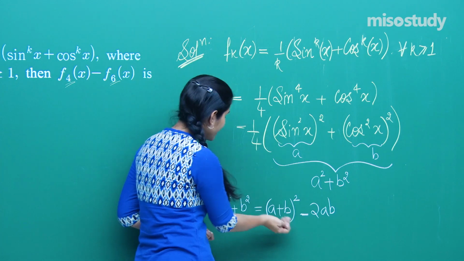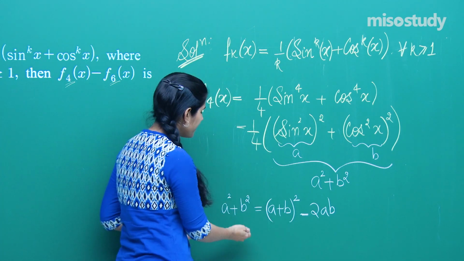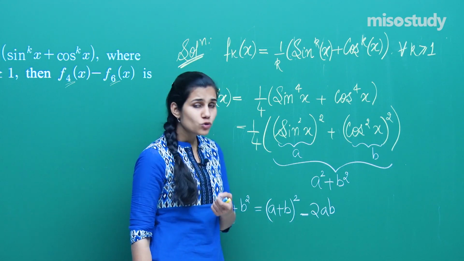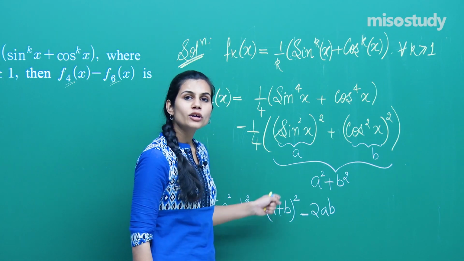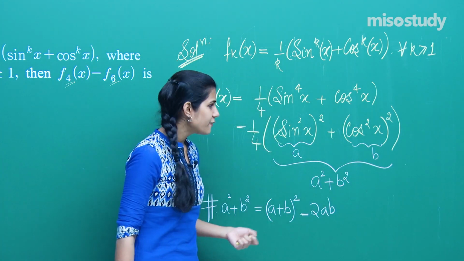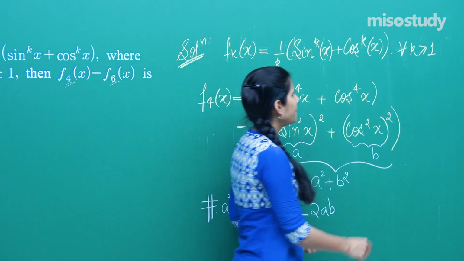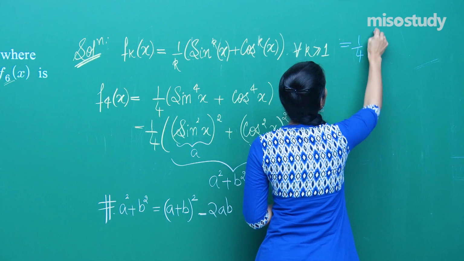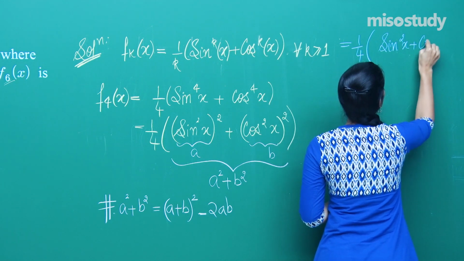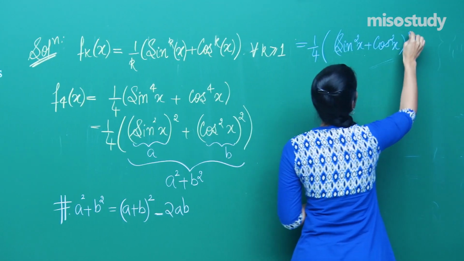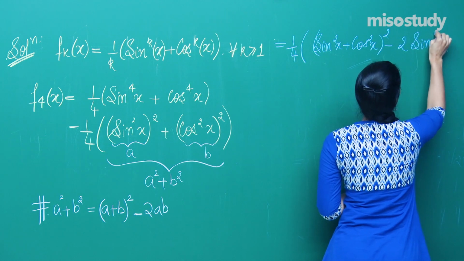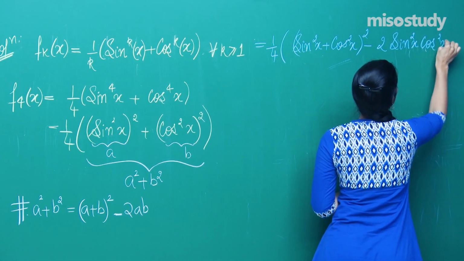Because (A plus B) whole square is A square plus B square plus twice of AB, therefore A square plus B square comes out to be this, happening to be one of your identities you must be very well aware about. This is what I am going to use over here. My A is nothing but sine square x, B is nothing but cos square x, and therefore A square plus B square happens to be (A plus B) whole square minus twice of A into B, which is sine square x cos square x.